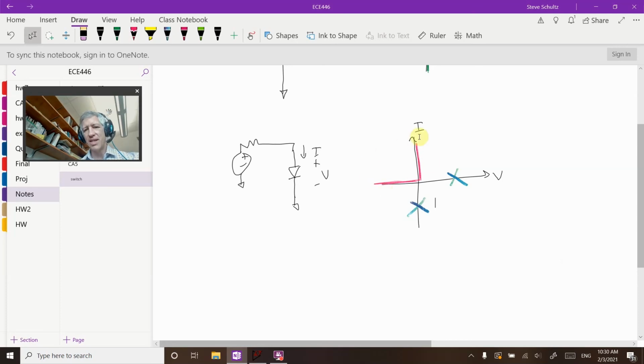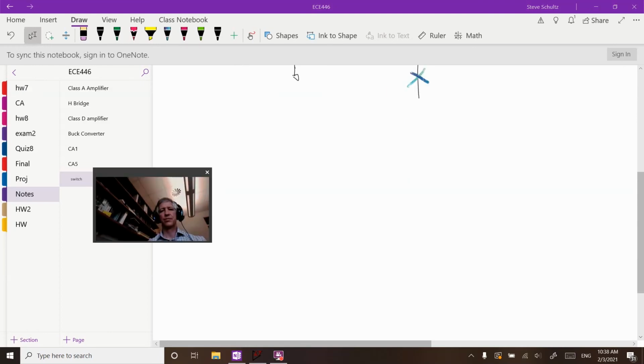So this is my diode. It is a two-quadrant system. My current can only flow in one direction, and it can only hold off a voltage in one direction. Okay, so this is my first switch.